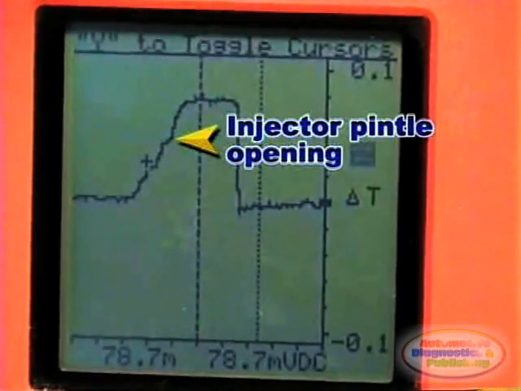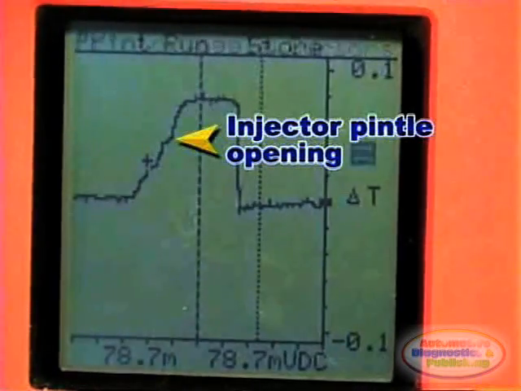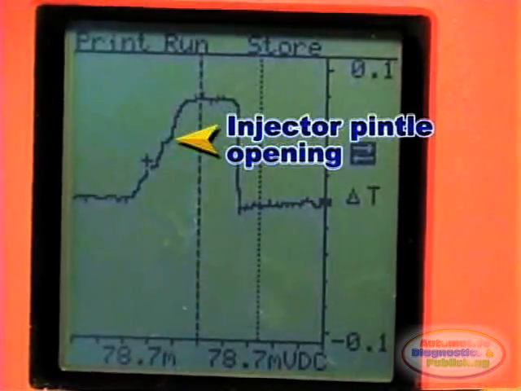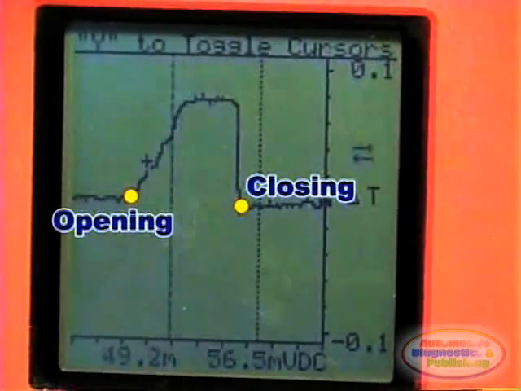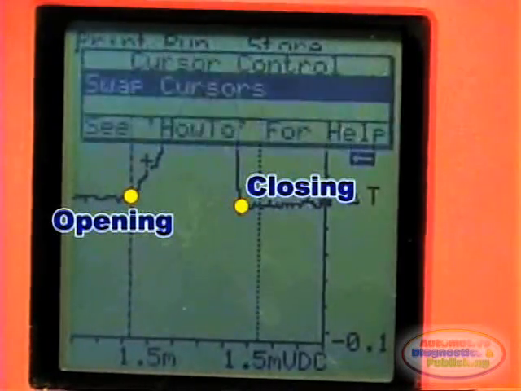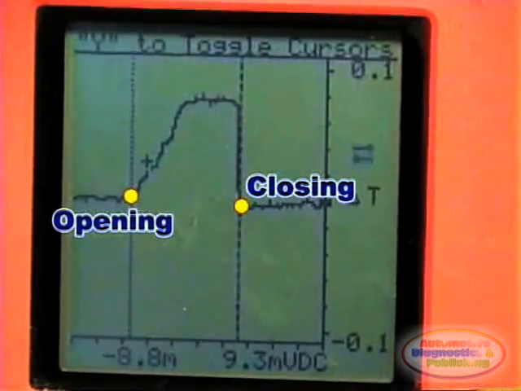Again, you can see the injector pintle opening, which is created by the metal pintle interfering with the magnetic field around the injector coil. This in turn creates the small hump that you can see on screen. The higher quality oscilloscopes can show this hump with much greater definition. Then, we can see the open time of the injector, which is the space in between the cursors signified by the yellow dots on the screen.